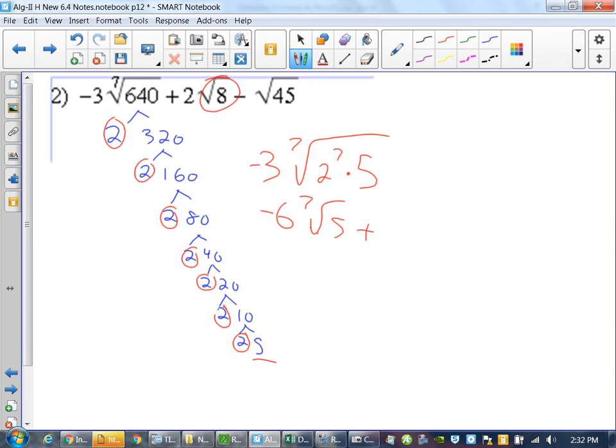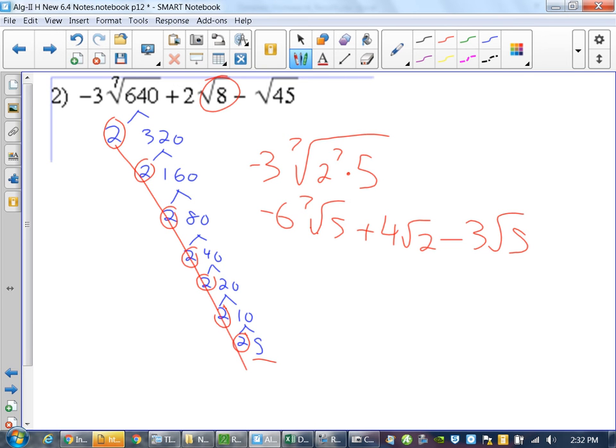The square root of 8 is what? It's 2 root 2. That was a good guess. What's 2 times 2? Very good. And then 45 becomes 3 root 5 because it's 9 and 5. Hey, is there anything I can combine here? Yeah, we're done.